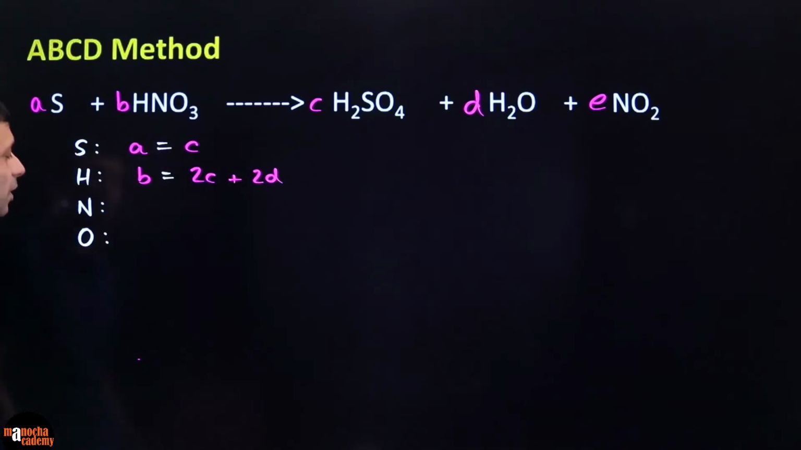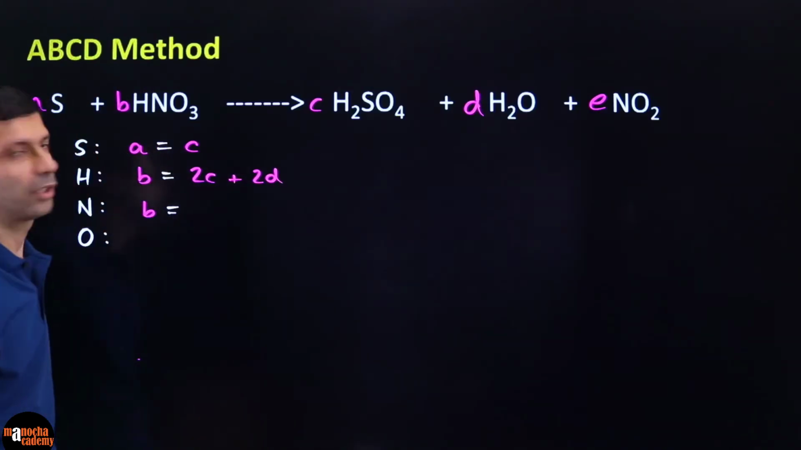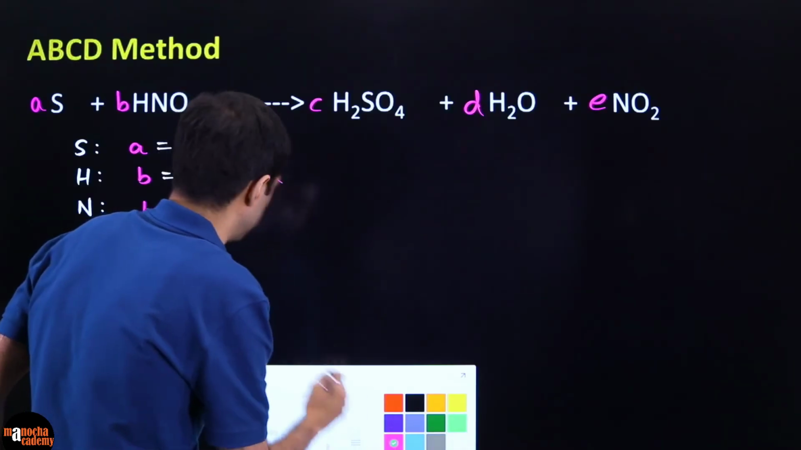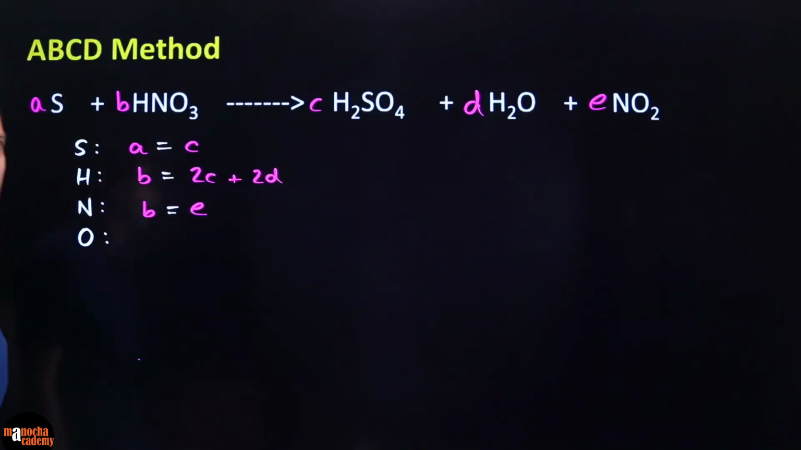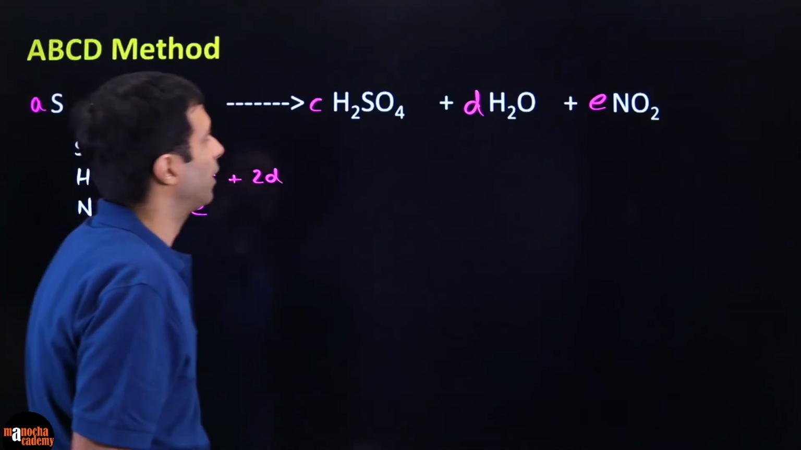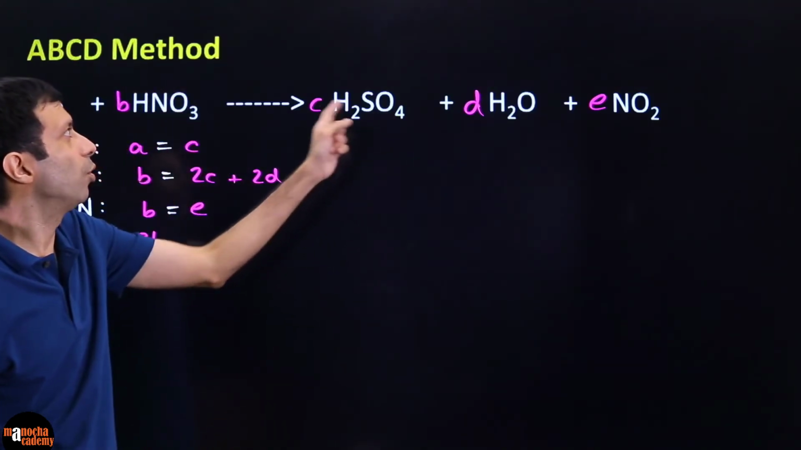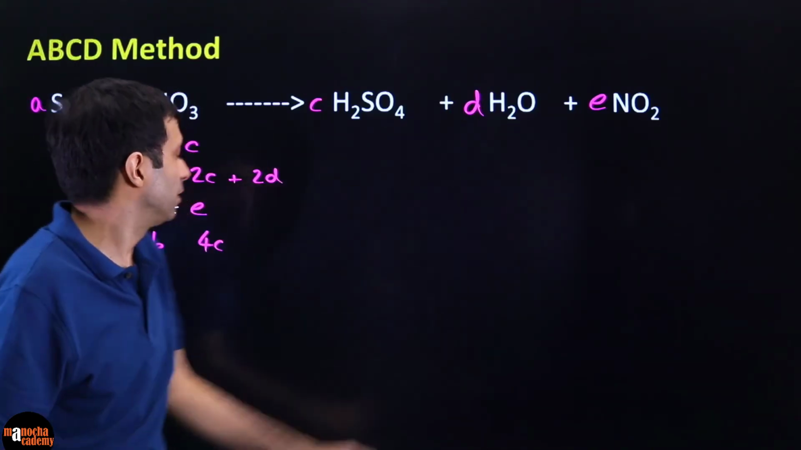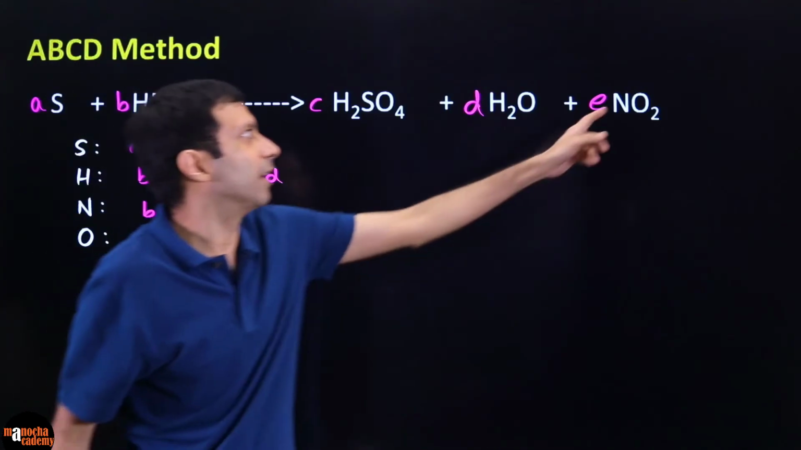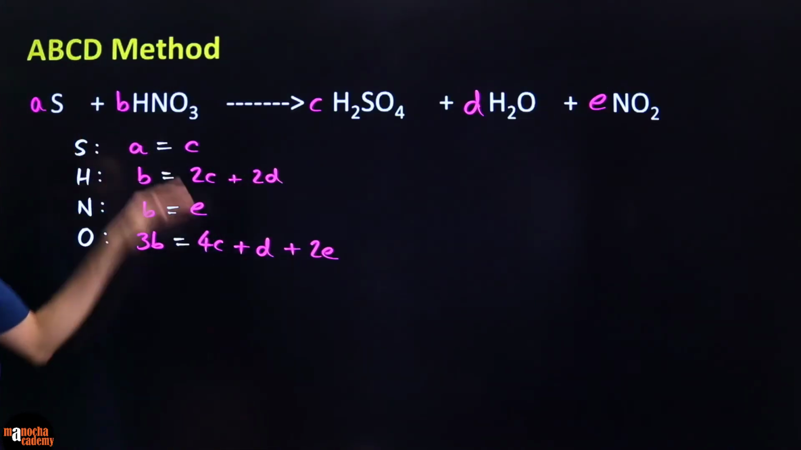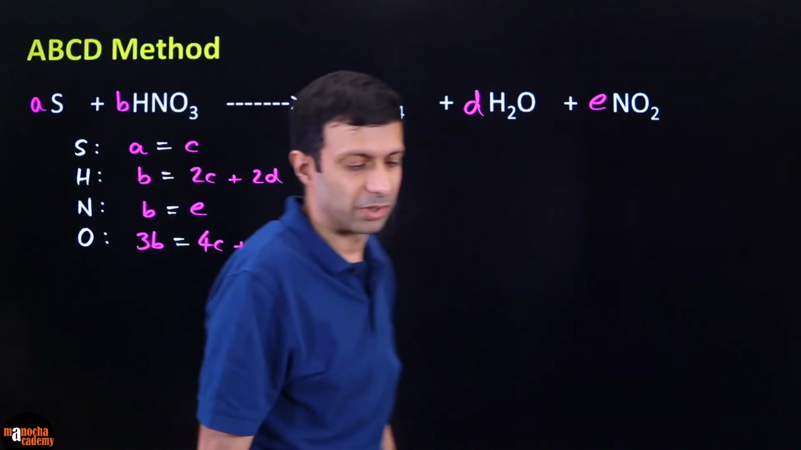We have B nitrogen here. And how many nitrogen on the right? So E nitrogen. E times 1. So B equals E. Oxygen, how many on the left? 3 times B. How many on the right? So 4 times C, 4C. Then we have D times 1, so plus D, and 2 times E, so plus 2E. So there you can see we are having our 4 equations.